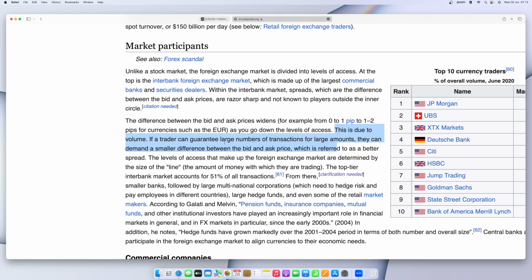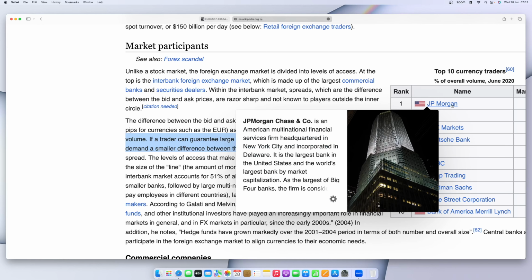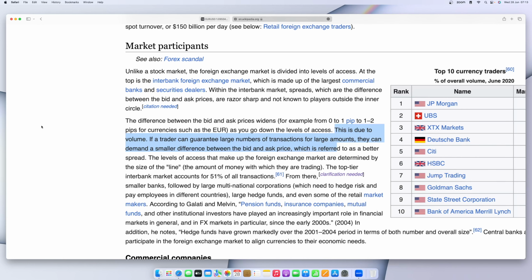I think that is where we have financial institutions. Okay, so followed by, where am I reading from now? I'm reading from here. Followed by multinational corporations, which need to hedge risk and pay employees in different countries. This is where it talks about the commercial companies, like Apple, Microsoft, and all of that. And then it goes on to say larger hedge funds and even some of the retail market makers.